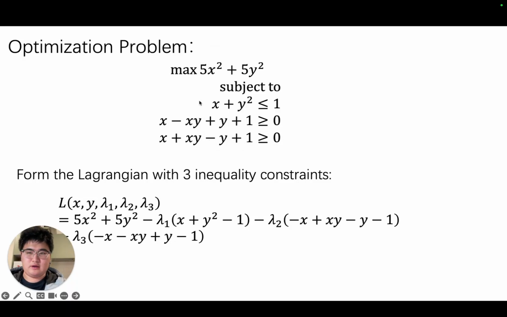Hi everyone, I'm going to explain how I solved the optimization problem here by using the KKT method. First step is to set the Lagrangian with the constraints here and this one.